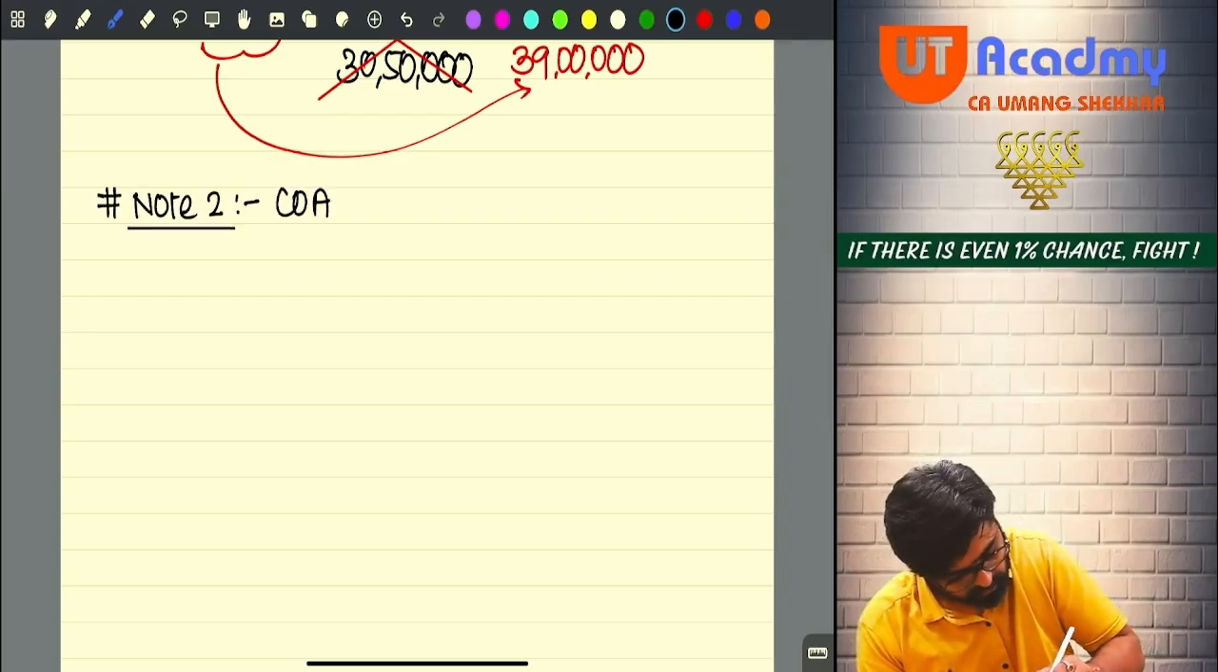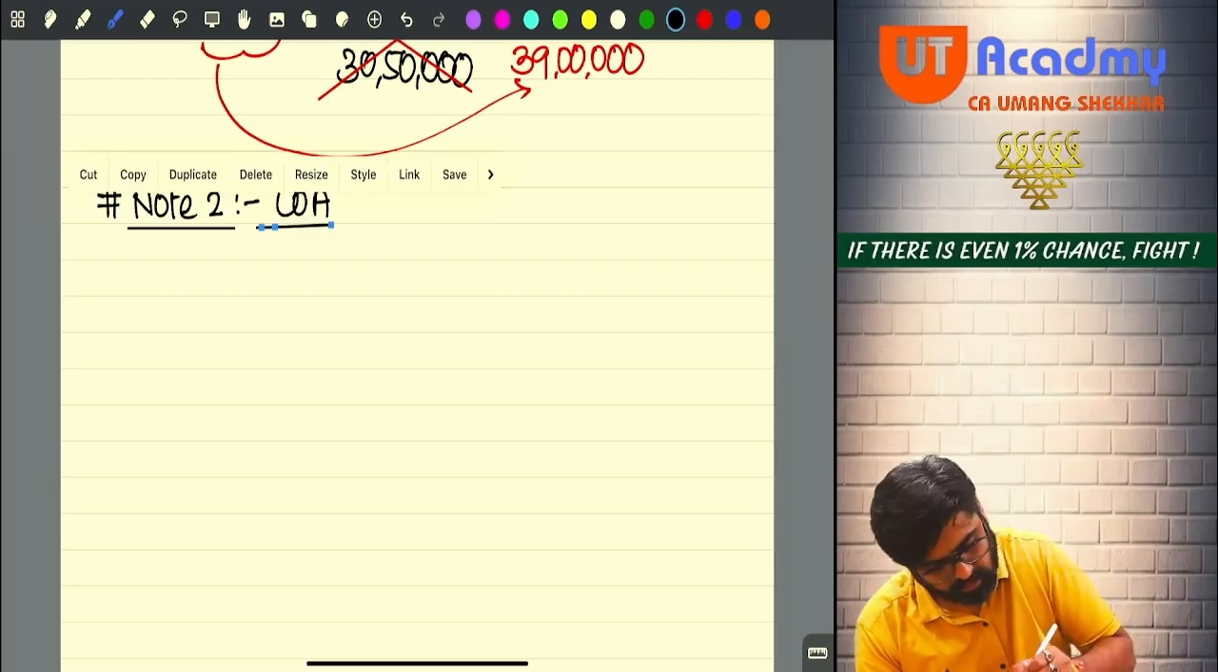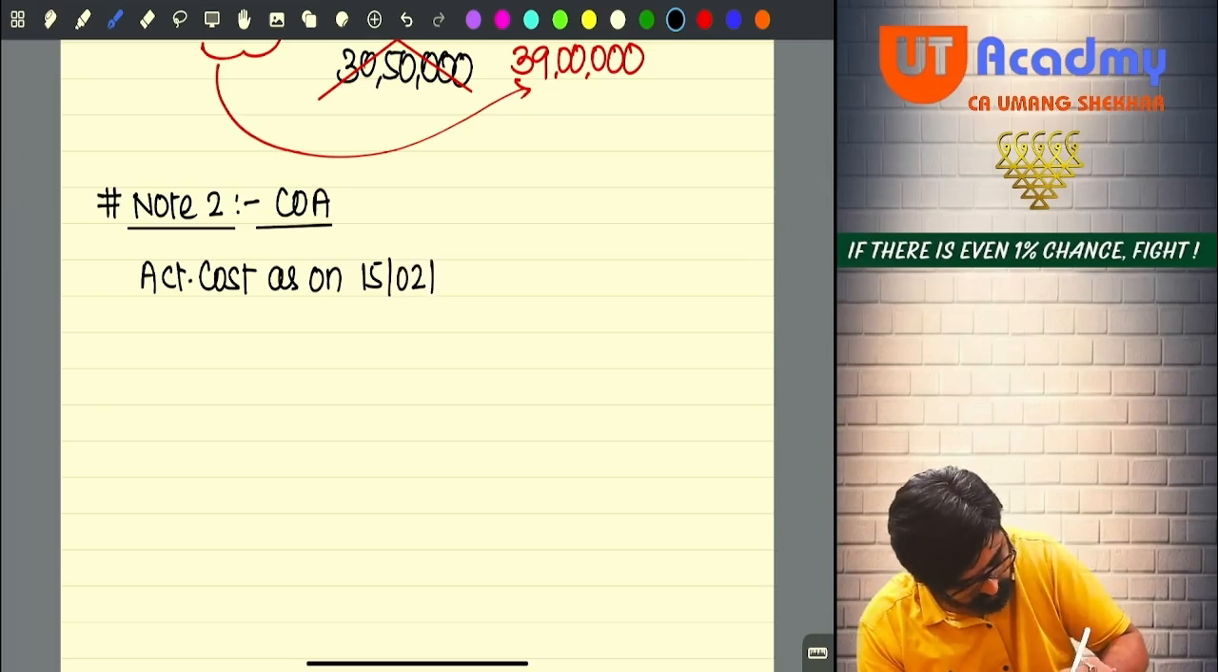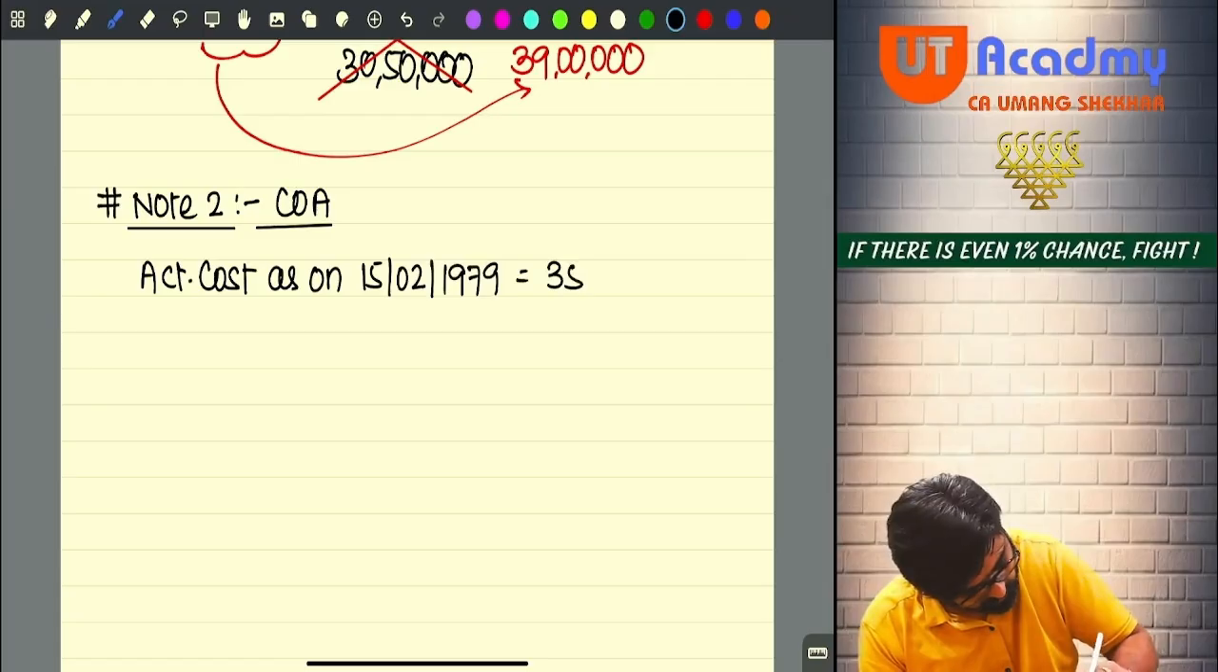This is for cost of acquisition. Actual cost as on 15th February 1979 was 3,59,000. How did I get this?